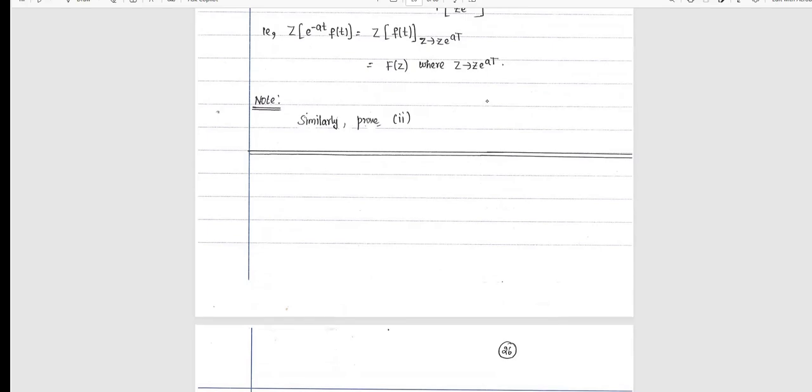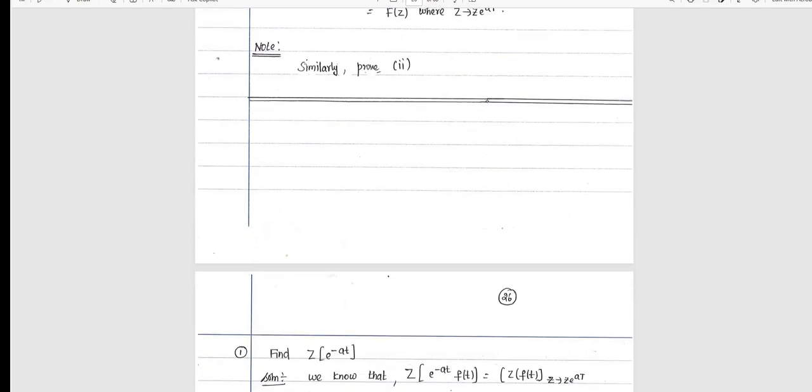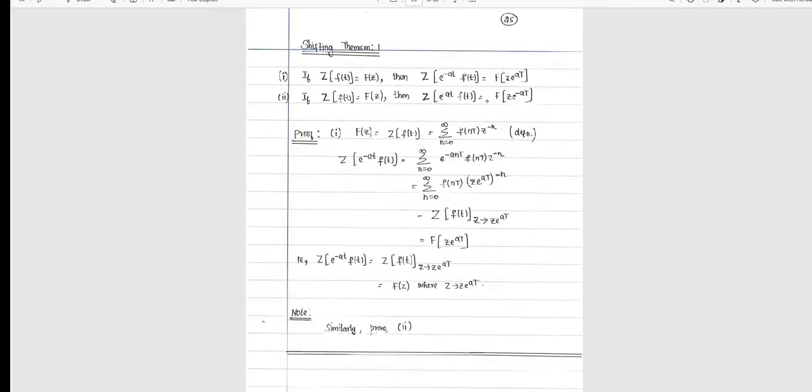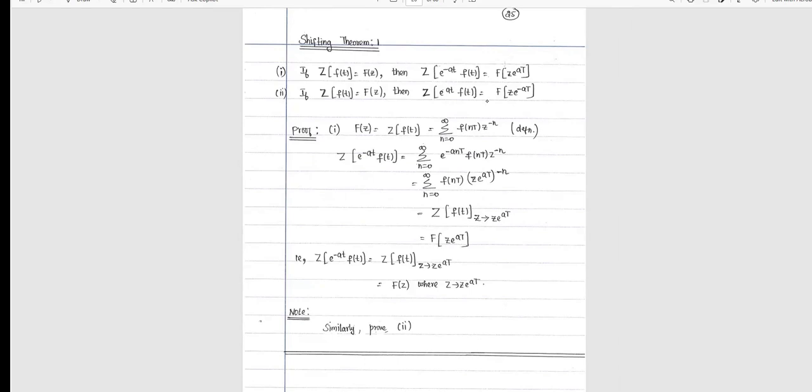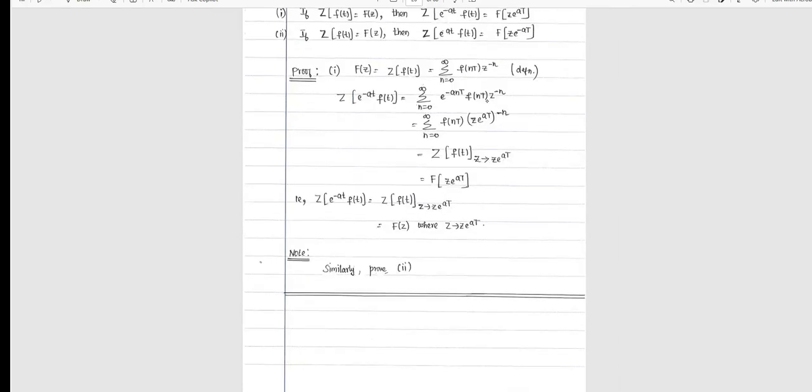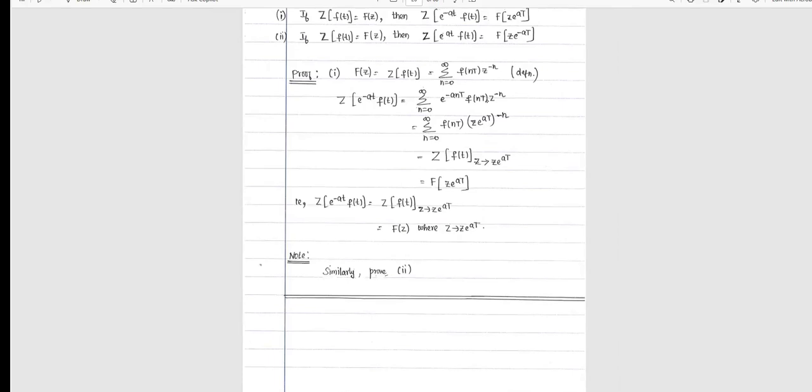Similarly, we can prove the second part. When we have positive power of e, in the second part, if Z of f(t) is equal to F(z), then the Z transform of e to the power at into f(t) will be equal to F of z into e to the power minus aT. Because when we take whole power minus n, then it will be like minus aT. Are you getting me?